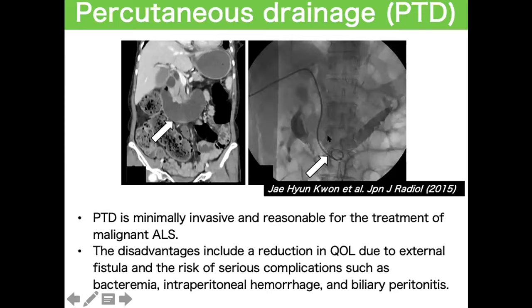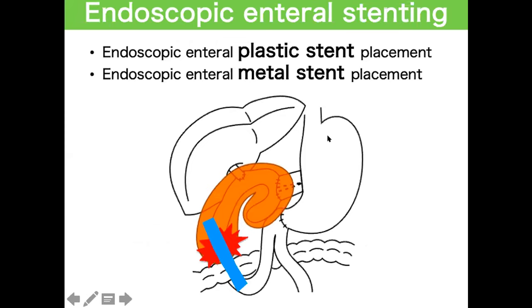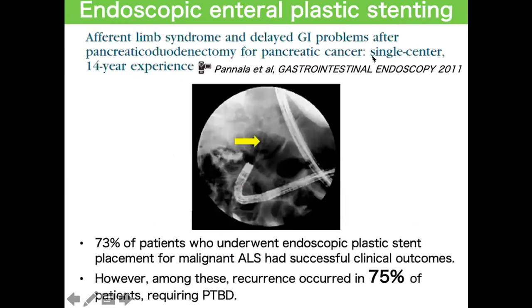Recently, endoscopic enteral stenting has been widely used owing to the development of treatment tools such as devices and balloon enteroscopy. This procedure includes plastic stent or metal stent placement. In this retrospective study, 73 patients underwent endoscopic plastic stent placement for malignant ALS with successful clinical outcome. However, among these, recurrence occurred in 75% of patients, requiring PTBD. A plastic stent is easily placed into the enteric structure, but the frequency of stent obstruction is high due to the small diameter.